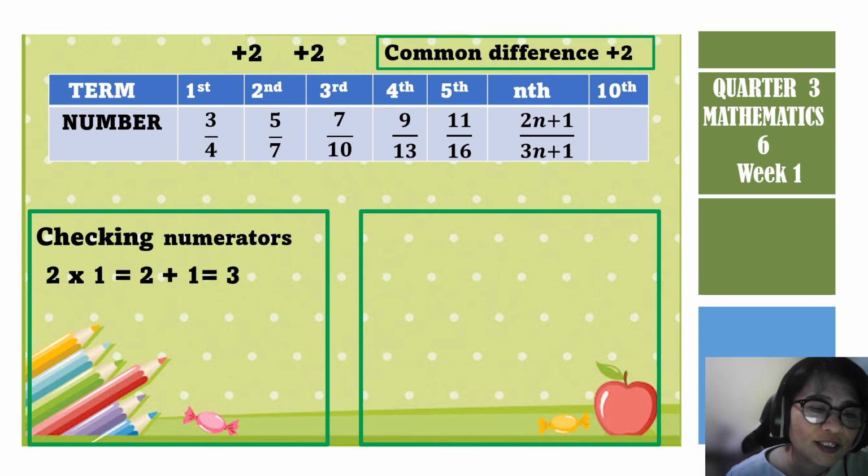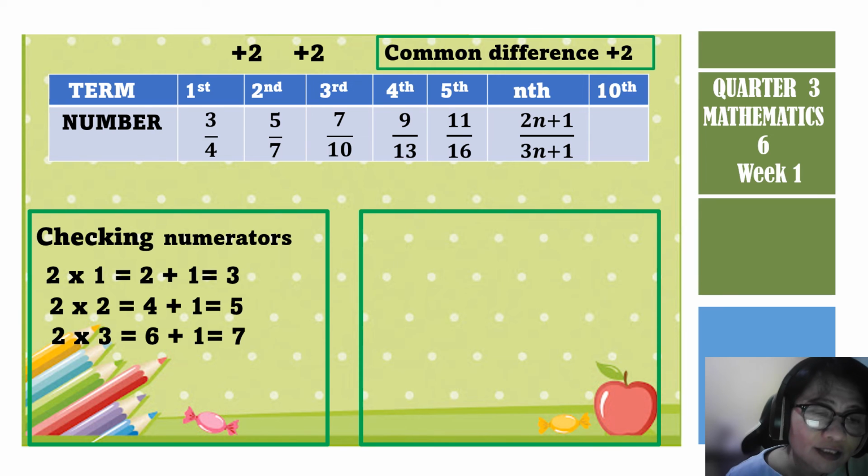Now, let's proceed to the next term. So, sa numerator pa rin tayo. So, 2 times 2 is equals to 4, but we need 5. Kaya, following the rule, 2n plus 1, dadagdagan natin ng 1, it becomes 5. Tama na yung sagot natin. Next, on the third term, we have 2 times 3 is equals to 6, but we need 7. That's why we are going to add 1. So, 6 plus 1 equals 7.